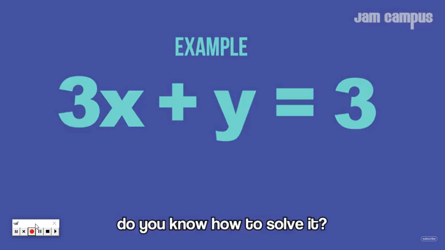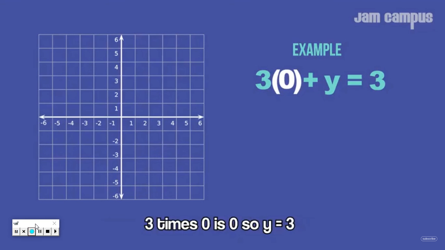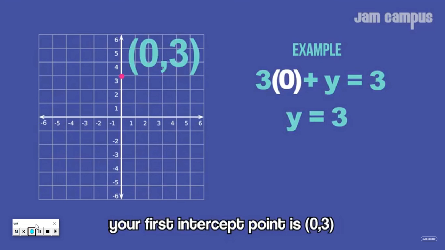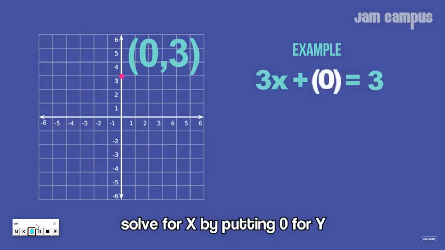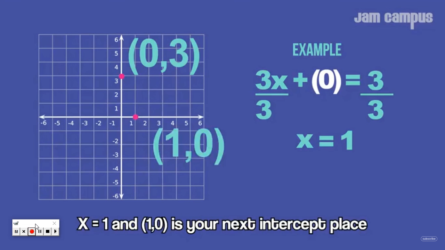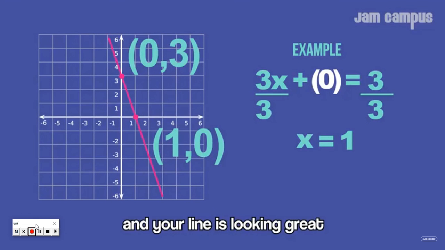Do you know how to solve it? First off, solve for y, by putting 0 for x. 3 times 0 is 0, so y equals 3. The intercept point is (0, 3). Step 2 is solving for x, by putting 0 for y. x equals 1, so (1, 0) is your next intercept place. You graph your 2 points and draw a straight line, and your line's looking great.